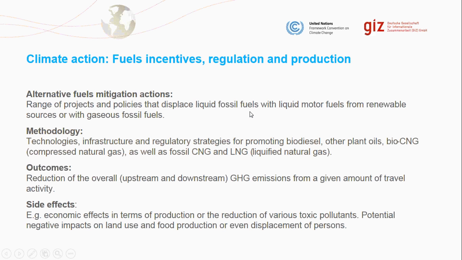And so that section is about mitigation actions that cover a range of projects and policies that displace liquid fossil fuels with liquid motor fuels from renewable sources or with gaseous fossil fuels. So this does not include electric powered vehicles, which are the topic of another section of the baseline compendium, section 3. And so today we only talk about fuels that are burned in motor vehicles.